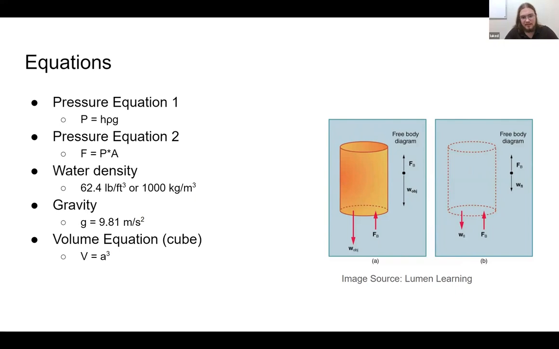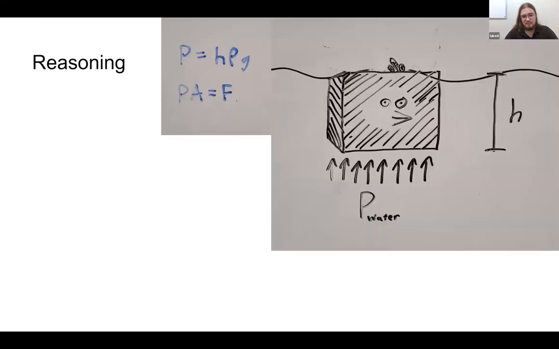The constant for water density is 1,000 kilograms per meter cubed. We're going to use gravity of 9.81 meters per second squared. And just a volume equation of a cube is volume equals a cubed, where a is a side length.